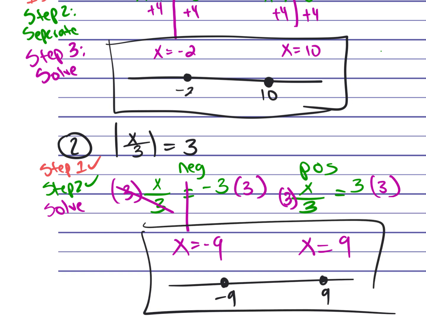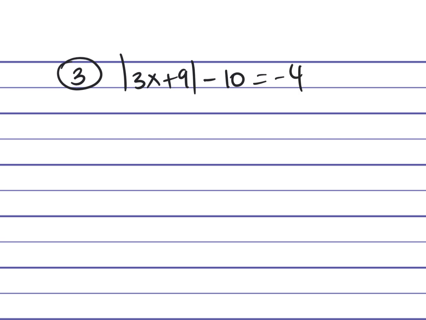Just circles. Now for question 3, I want you to see how to isolate before I move on. Let's say, for example, I have 3x plus 9 minus 10 equal to -4. Notice to isolate, that means I need to get the absolute value by itself, but it's not by itself because I have this neighbor right here.